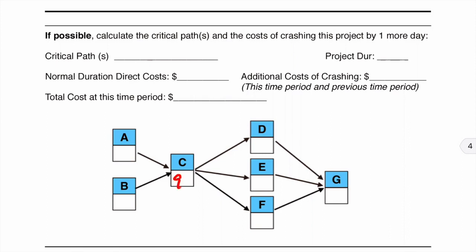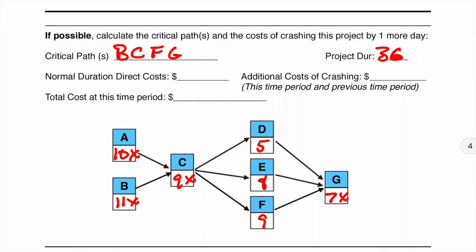So in this case, C is now at its maximum crash time. It's going to start to limit our options here a bit. So we have B, C, F, G. Our project duration at this time is 36 days.